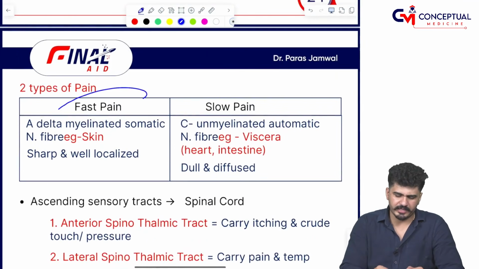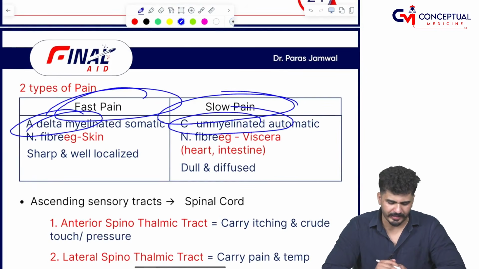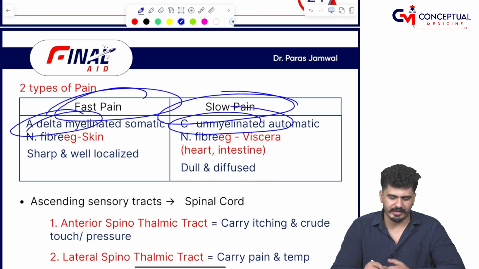Now two types of pain are there, fast pain and slow pain. Fast is by A delta, slow is by C, unmyelinated. Sharp and well localized is fast pain, dull pain is slow pain.